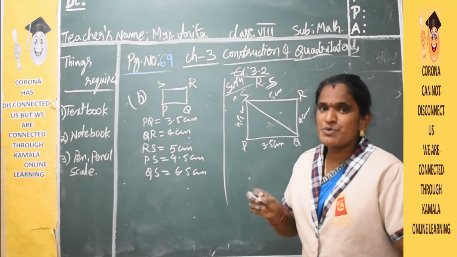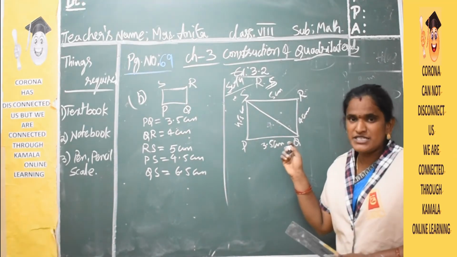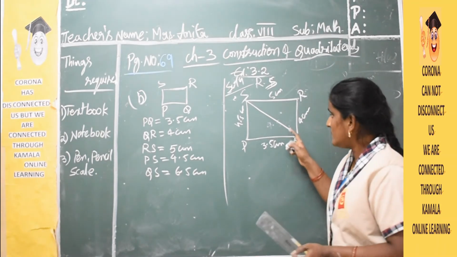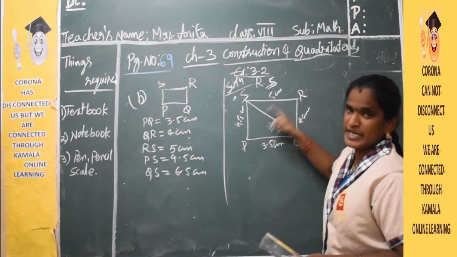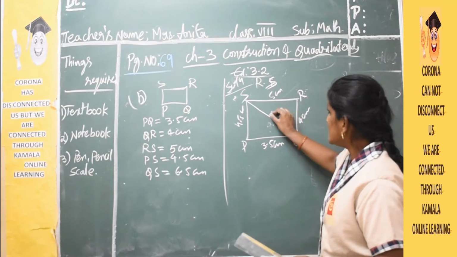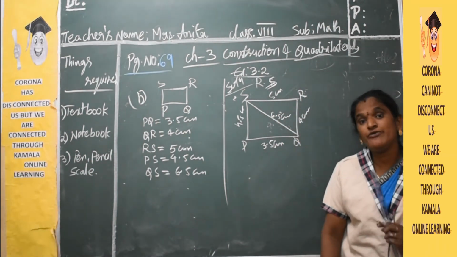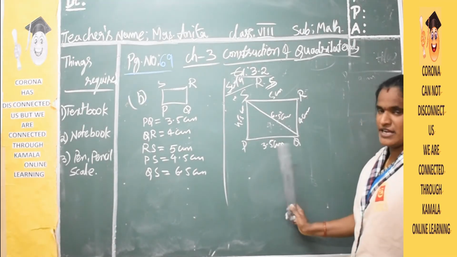Just now in the previous problem I said it depends on the diagonal, children. They are given in this problem. In the previous problem they gave the PR diagonal. In this problem they have given the QS diagonal, 6.5 centimeters. So in this problem, first we need to construct triangle PQS.